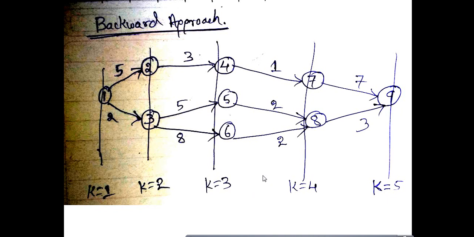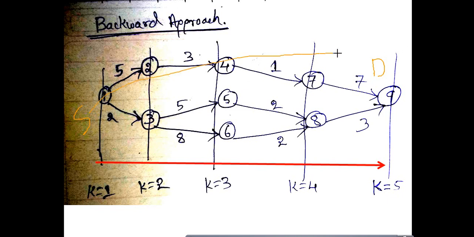See here, in the backward approach we always start from source to destination. In this direction we have to start. This is our source and this one is our destination. To start from source to destination, which stage do we have to calculate first? Either K5 or K1. So you should start with stage K1, the first stage.